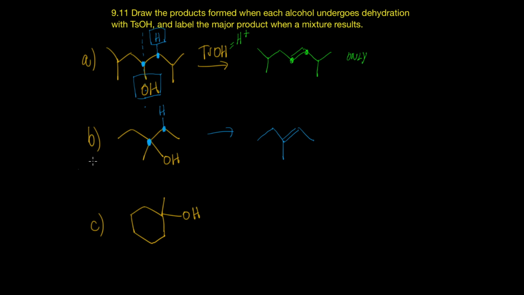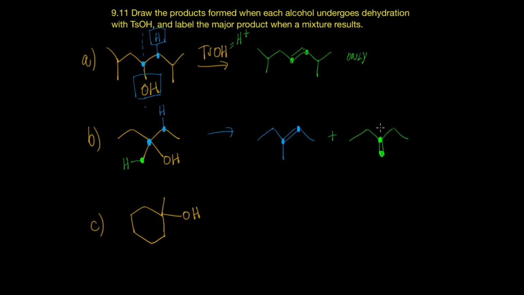Another possibility is to remove the OH group and a hydrogen attached at this carbon. Always figure out and look at all the different possibilities. So my double bond would be between these two carbon atoms. I'll go ahead and put the dots on this other molecule here so you can see exactly which hydrogen and which hydroxyl group is being removed. So we have to decide which one of these is major.